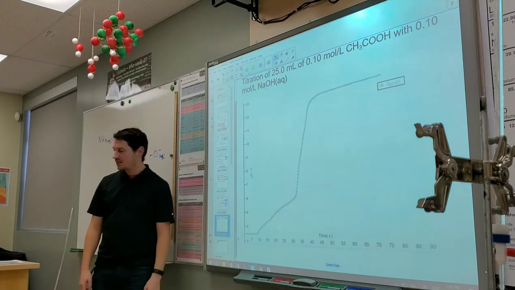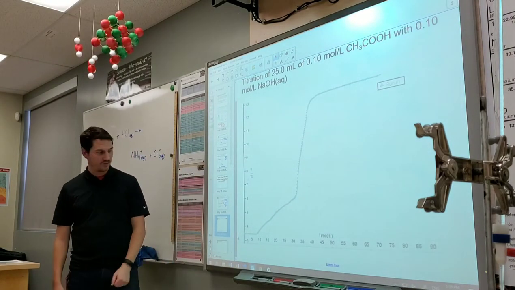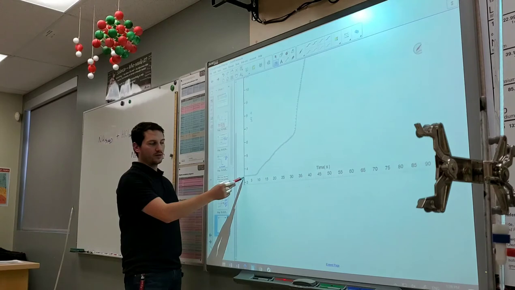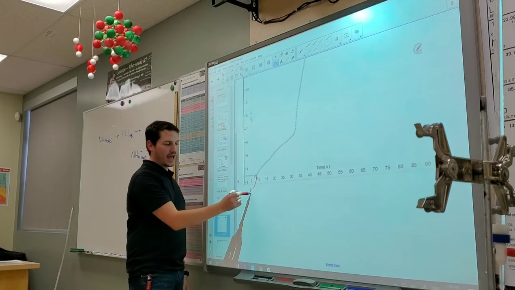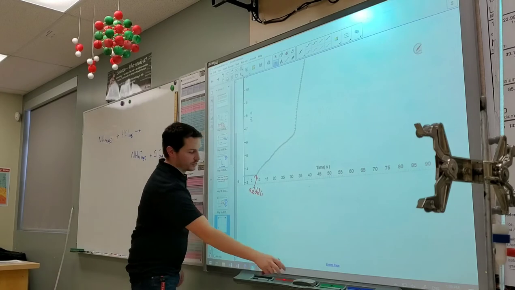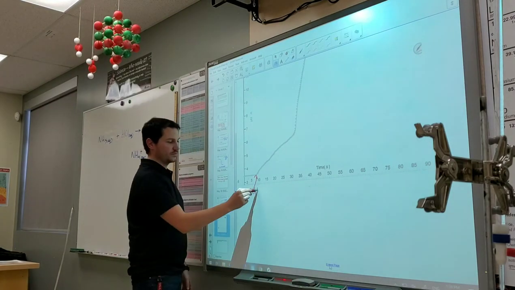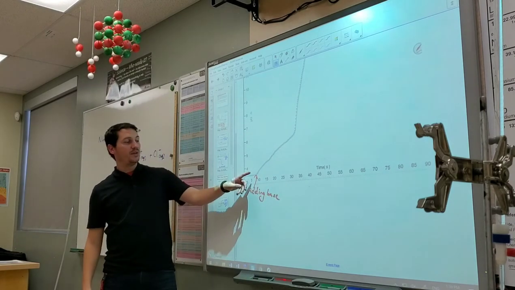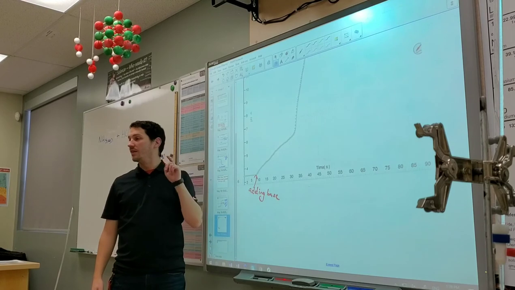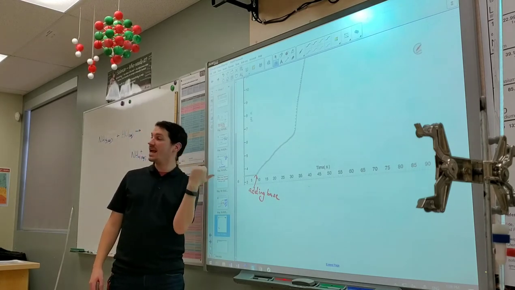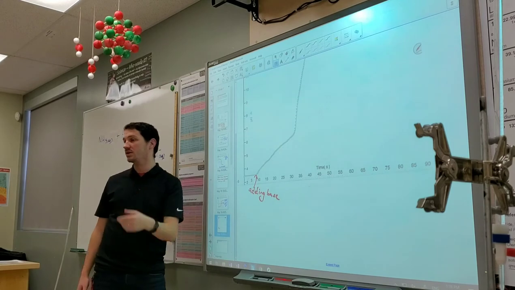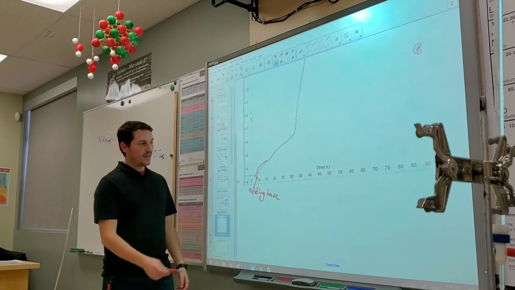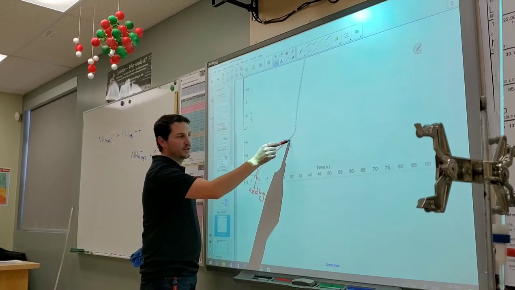What I want to bring to your attention, this isn't the greatest graph, but this is when we started adding our base. And our pH jumped up pretty dramatically. That's a really good indication that your sample is a weak acid or weak base, because it jumps up, it's got like this little hump to it, and then it kind of levels off for a little bit, and then you get the spike.